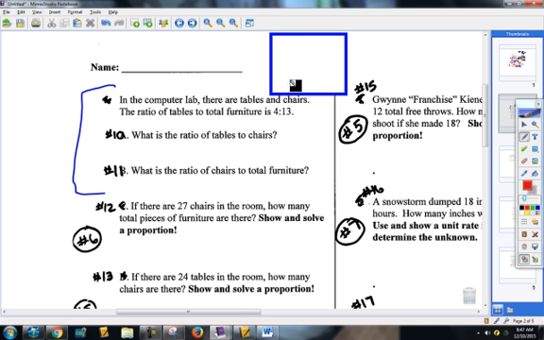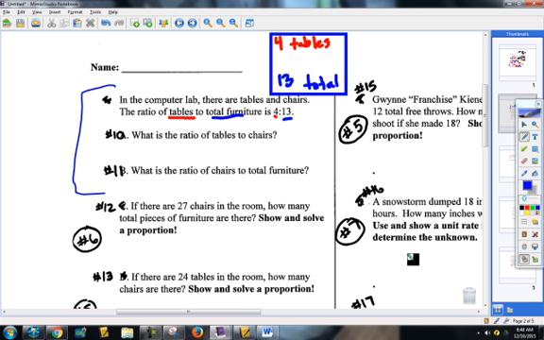In the computer lab, there are tables and chairs. Okay, the ratio of tables to total furniture is 4 to 13. So I know that tables comes first, so that means the 4 must represent the tables. Now on the video from the other night, I made sure to tell you don't just put T because you're going to have total in there too. Now 13 is representing the total furniture, so there we go. It's going to be 13 total.